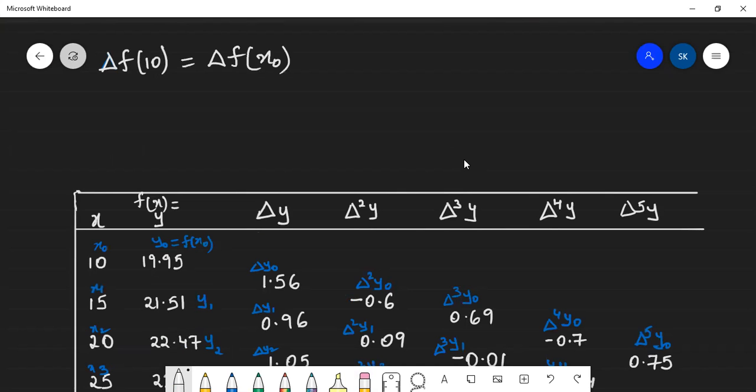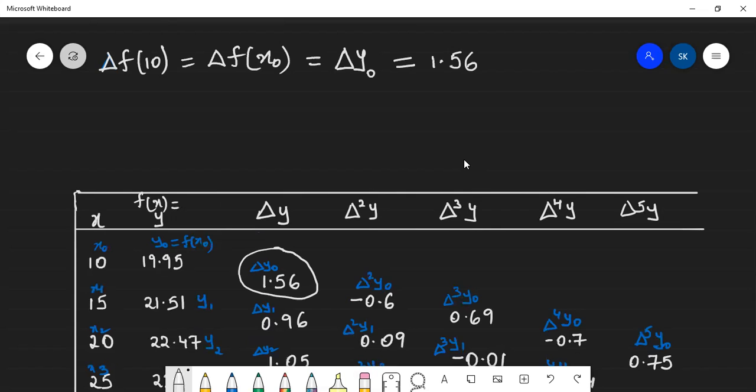Yes or no? X naught is 10. How to represent in y? Forward delta y naught. Yes or no? F of x is y means f of x naught is y naught. So what is forward delta y naught value from the table? See here, my forward delta y naught value is 1.56. So we have found the value.